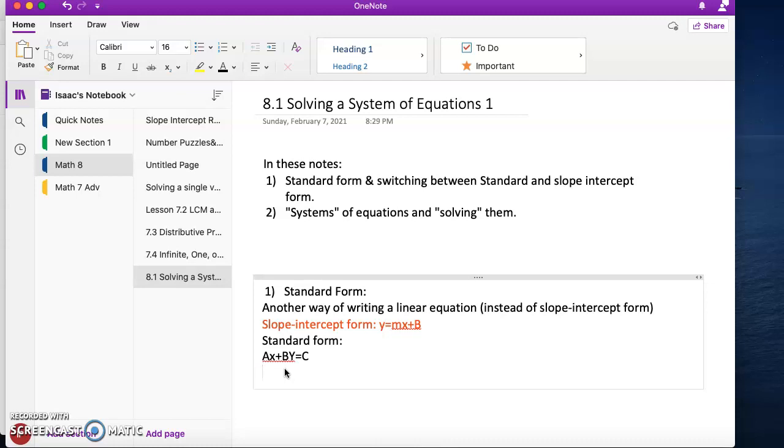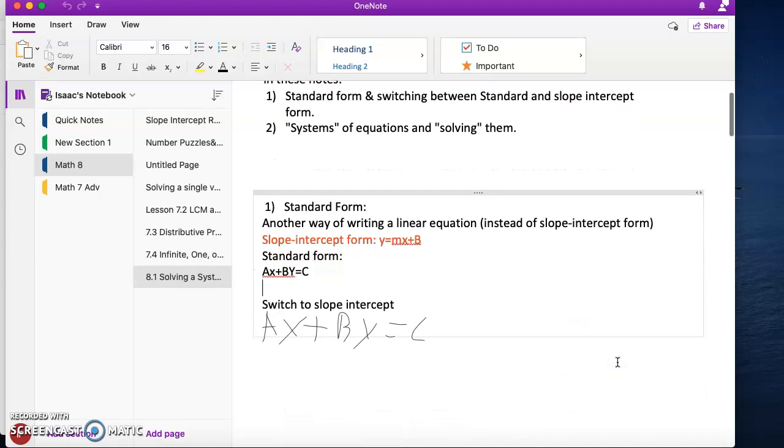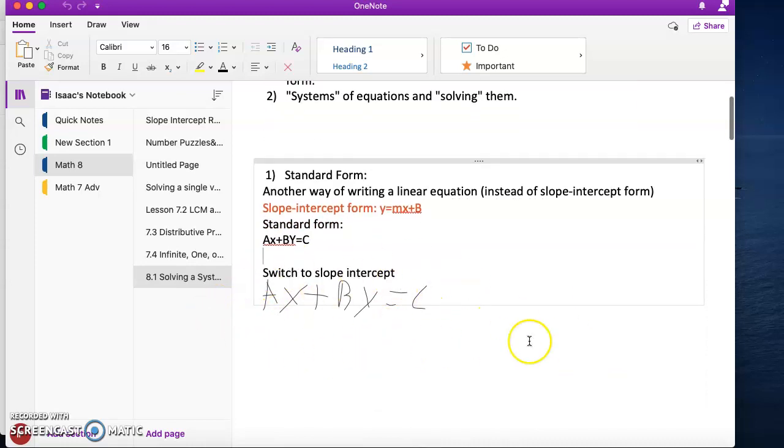So now, let's say that we need to switch to slope-intercept. Sorry, there was a cat getting into something it shouldn't have. So I've got ax plus by equals c. I can use a bit of algebra to figure out how I can convert this right here into slope-intercept form.